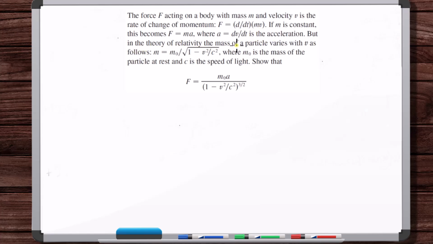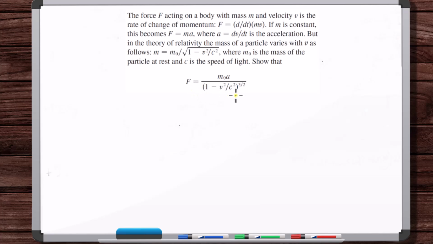But in the theory of relativity, the mass of a particle varies with v as follows. In the rocket example, the mass varies, but in a lot of situations, the mass is constant. So you take the m out front, the mass doesn't change with time, and you have m dv/dt, ma. But in the theory of relativity, the mass is equal to this constant m naught divided by the square root of 1 minus v squared over c squared. It's a function of the velocity, which is a function of time, so the mass is a function of time. Where m naught is the mass of the particle at rest, and c is the speed of light. Show that this is F.